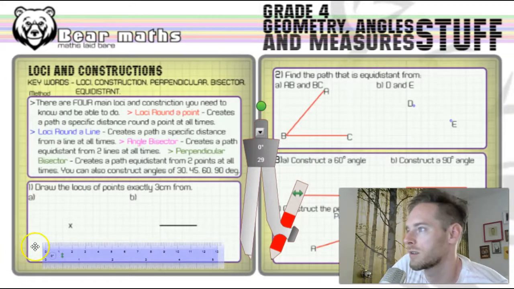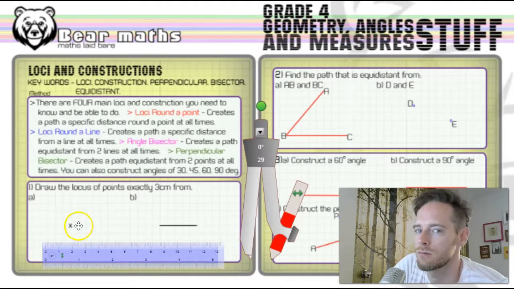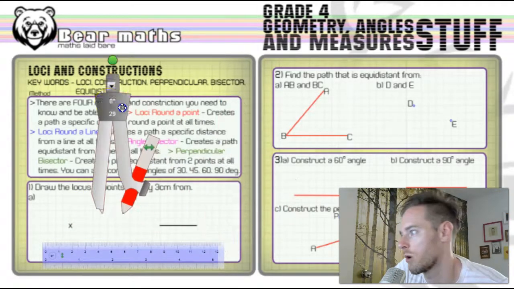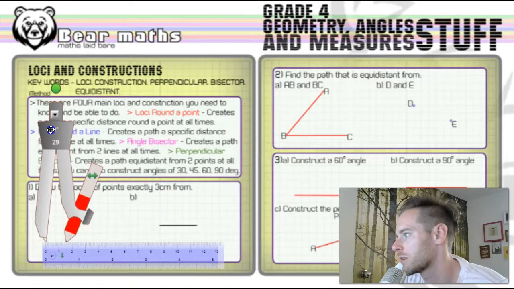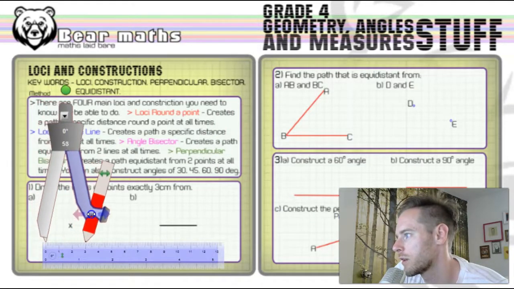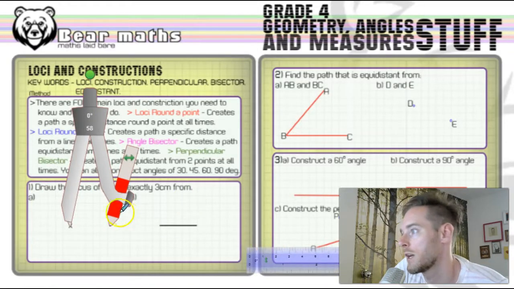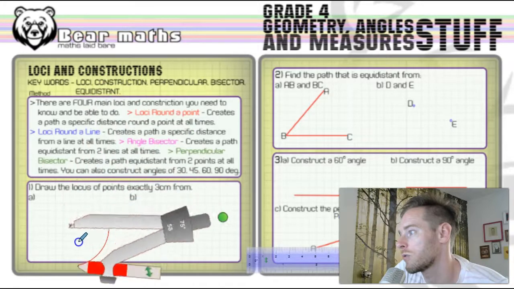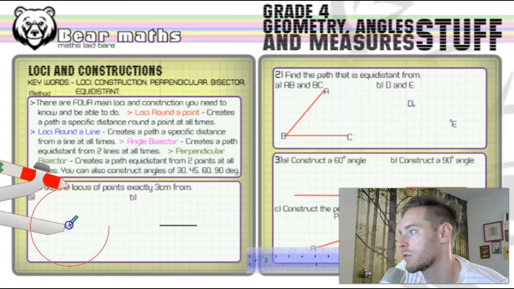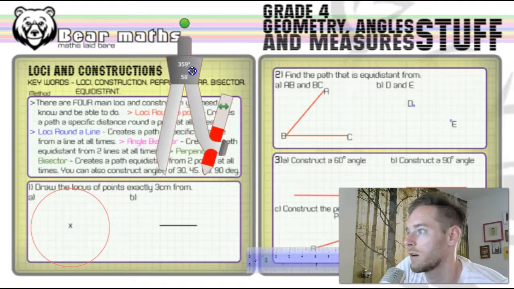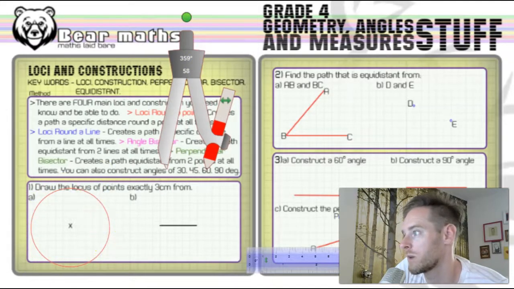Right, draw the locus of points exactly 3 centimeters from A, and we've got this X here, so we're assuming we have to go 3 centimeters from this X. I did write the question, so that is what I'm going to do. I'm going to set my compass to 3 centimeters. So get your ruler, get your compass, set that to 3 centimeters. Really simple. Put the compass point on the center of the point where you need to go round. Now this path that I'm going to draw is always going to be 3 centimeters away from that point at all times. And yes, it's gone a little bit outside the box and over the words a little bit. However, that is the path that is exactly 3 centimeters away from that point at all times.